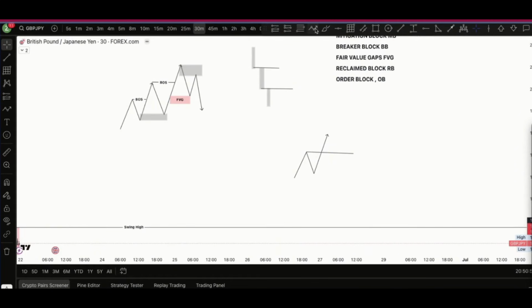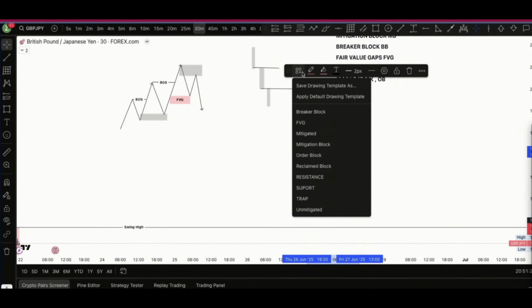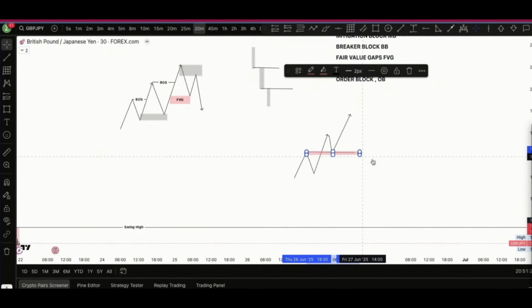So when price was coming back here, price was supposed to come and mitigate this order block or this demand zone here, but price didn't do that. It came and reacted to this and then continued to the top. So this zone here is what we call a mitigation zone or mitigation block. It's more like break and retest. This is a mitigation block.